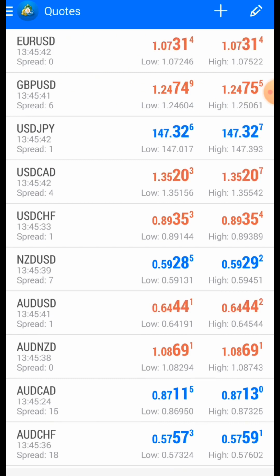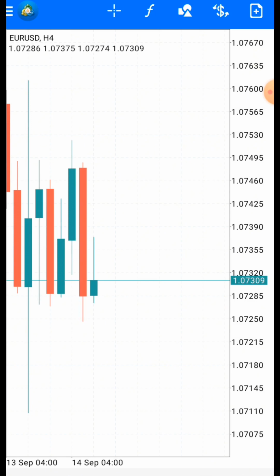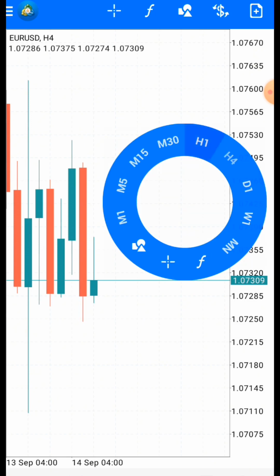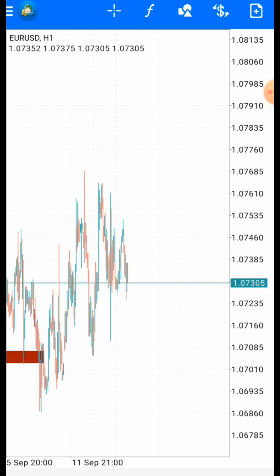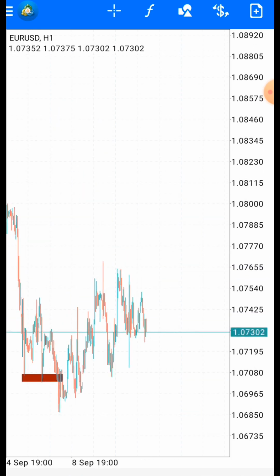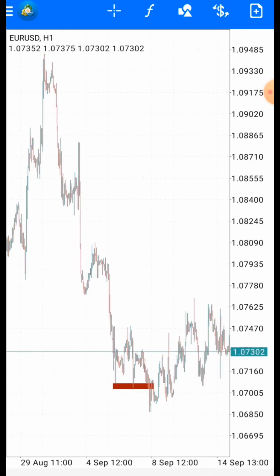Now, how do I tell which pair is volatile? This is the trick I use. Let's go to Euro USD and open the chart. Now, I'm going to go to the 1 hour time frame. I always like using an average of 1 hour time, and I'm going to squeeze the chart to the smallest it can get. So this is the smallest it can get.